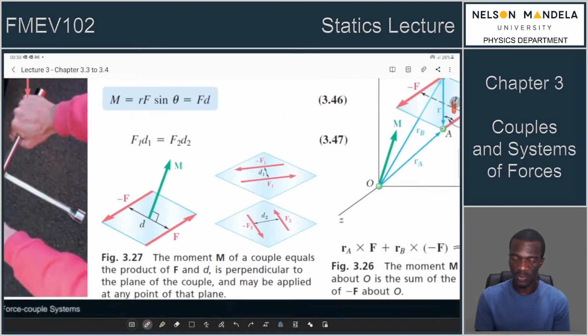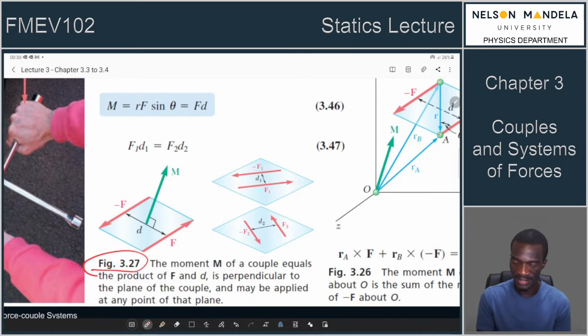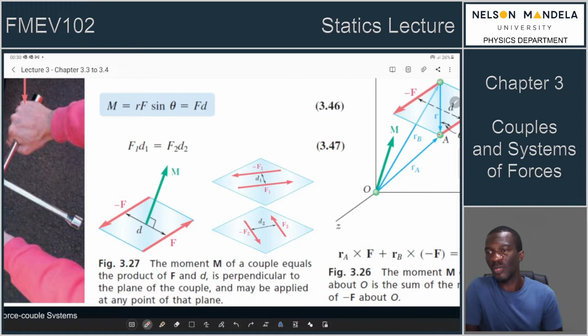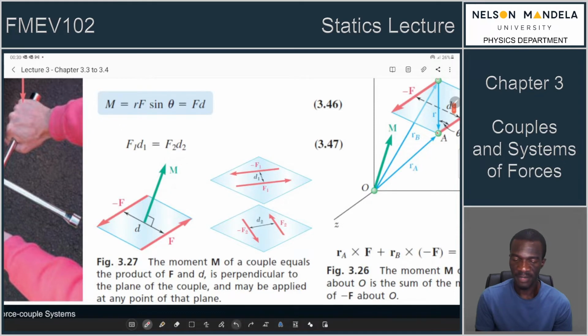Now, when we want to find moments or effects that are the same, if you look at figure 3.27, it is just showing you the moment of a couple, and it shows that it is equal to the product of F and D. That is what we had done in this equation. It is equal to the product F and D, and it is perpendicular to the plane of the couple and may be applied at any point of that plane. So that is the moment which we found from there.